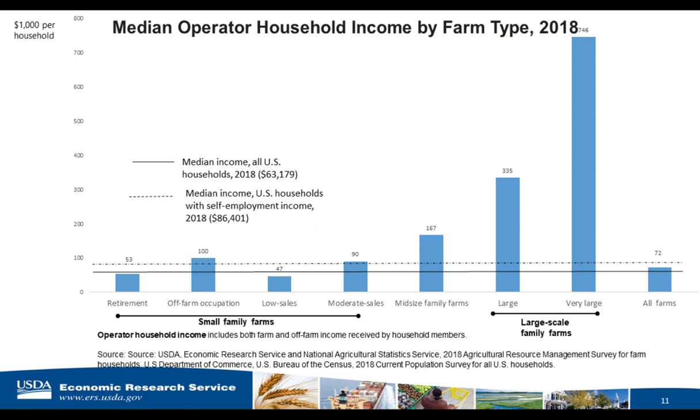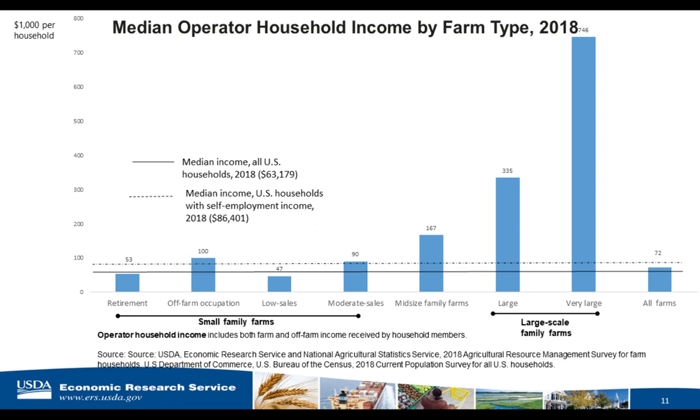The median income is the level at which 50% of households have greater income and 50% of households have less than the median income. So this is a distribution of the median household income by farm typology. And in general, farm households do not have low income.